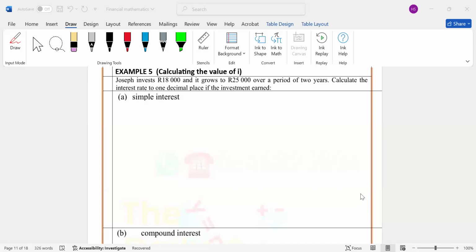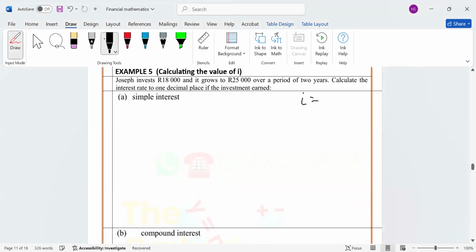Now, with this one here, we're going to calculate R. In fact, we're not calculating I, we're calculating R, which is the interest rate as a percentage. Let's start by reminding each other, how did we get I? We got I from saying something like this. Remember, we said I can be given by R all over what? All over 100.